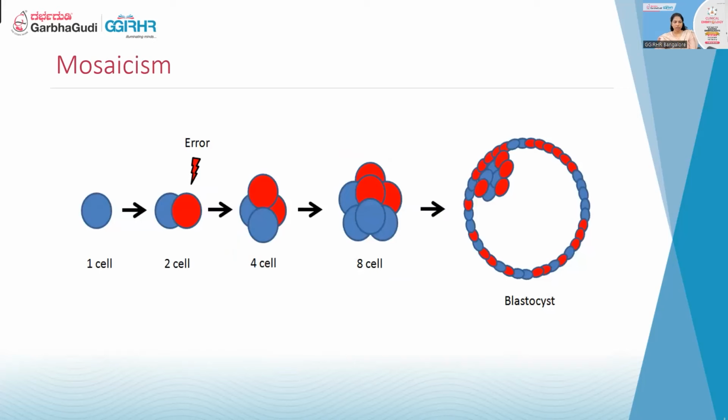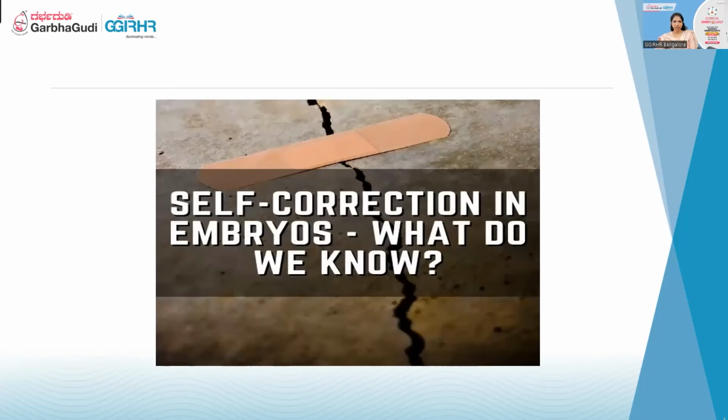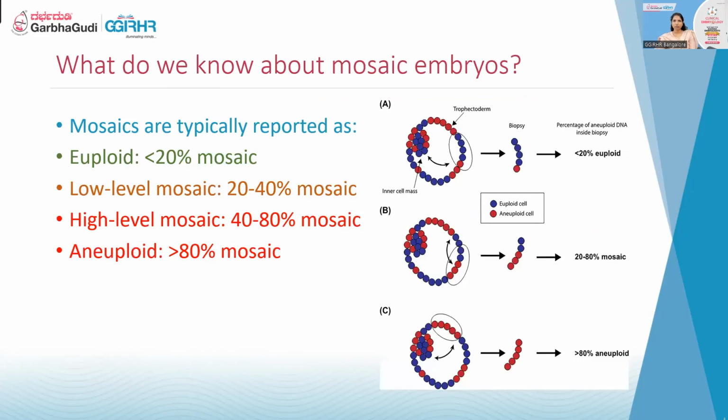So you can see there will be a single cell. When it divides, the error will happen in the second cell. So automatically, when the division happens, half the embryo will be normal, whereas some portion of the embryo will have the abnormality. So can the embryo self-correct and can it give a healthy baby?